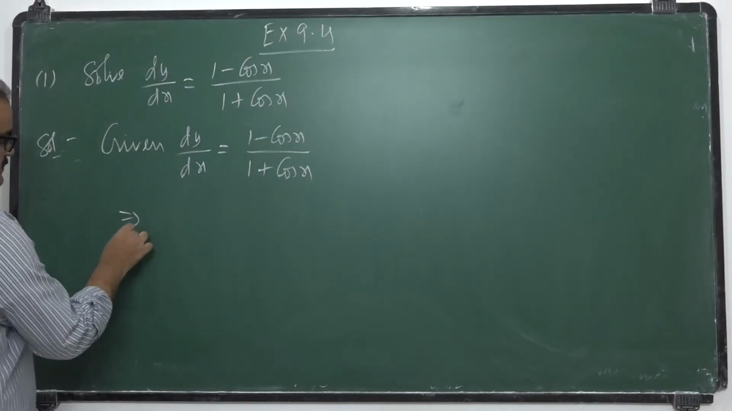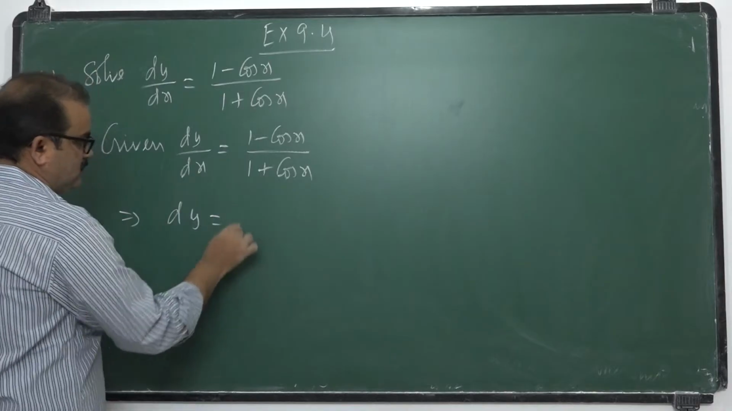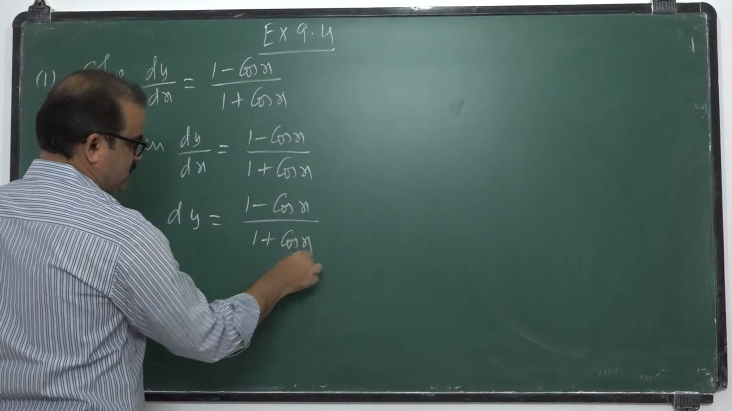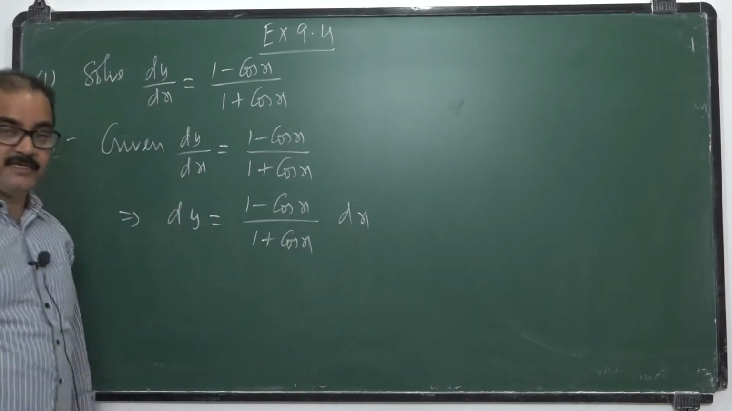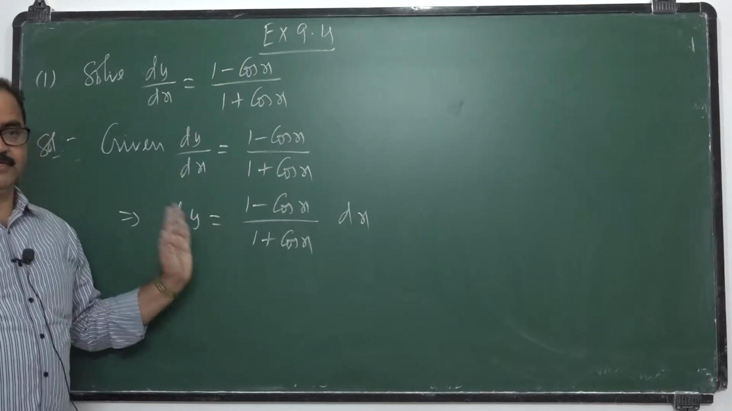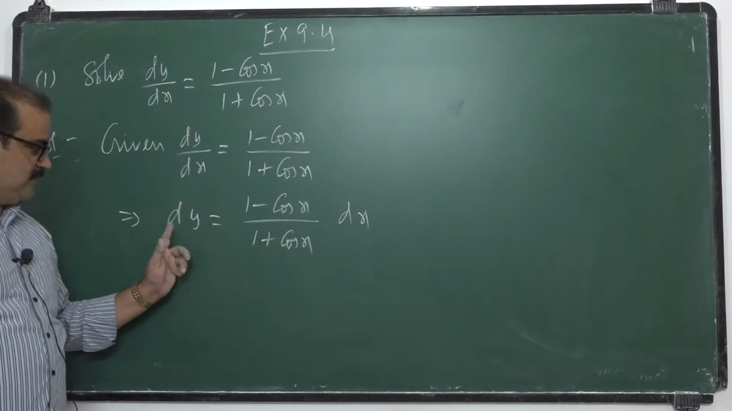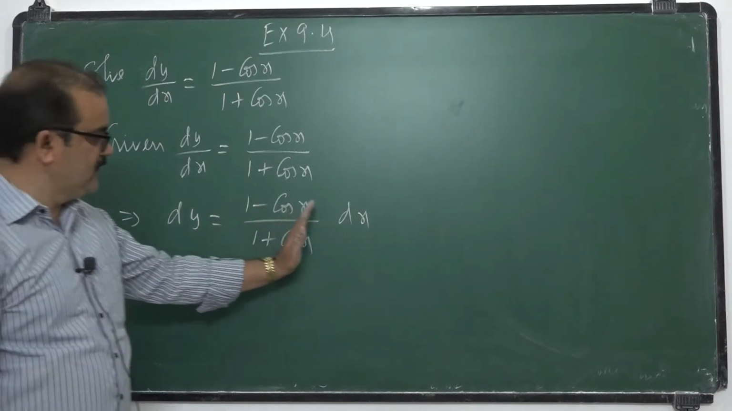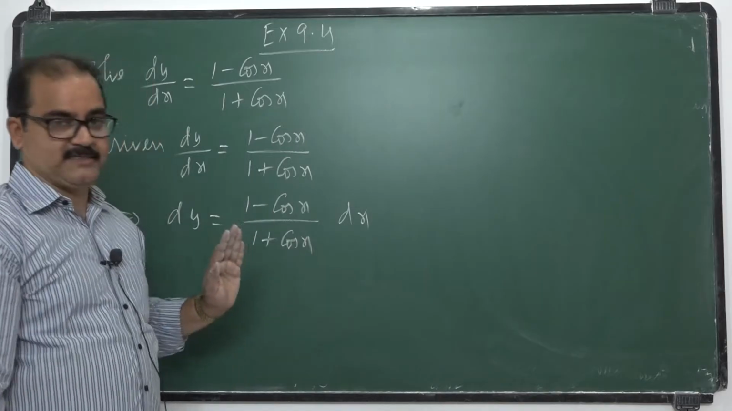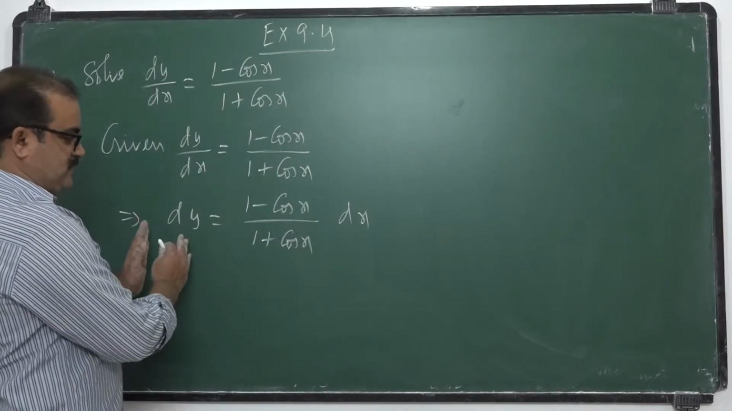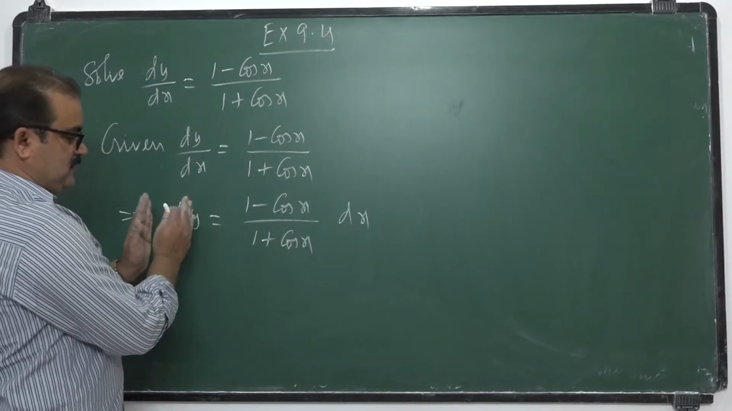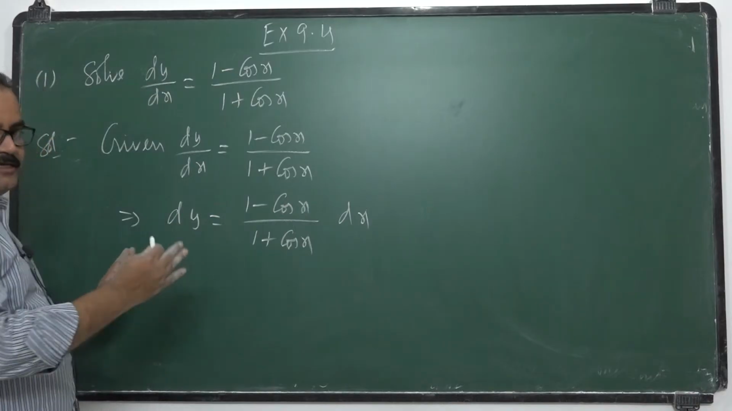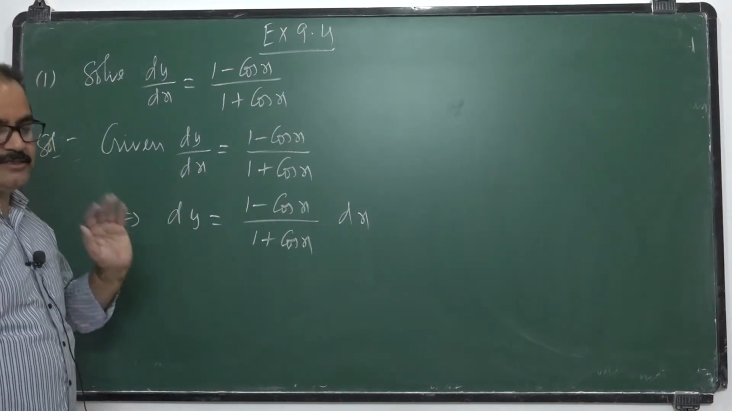Now write this as dy is equal to 1 minus cos x by 1 plus cos x into dx. See here, clearly the variables are separated. In LHS there is the variable y. In RHS there is the variable x. In this way we separate the variables x and y. Once the variables are separated, then on integrating we get the solution.